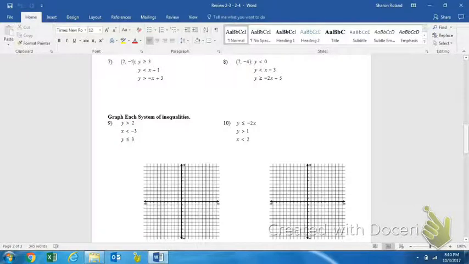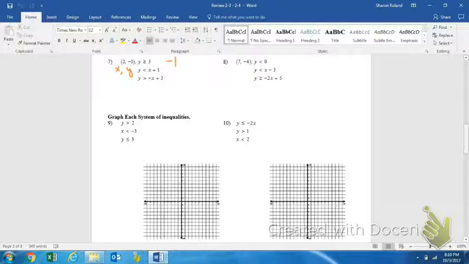Okay, number 7 and 8, you have to state whether these are going to be part of the solution. We're going to start with the first one. You plug in the values to see if it makes each statement true. And remember that 2 is x and -1 is y. So we're going to plug these values in. Start with the first one.